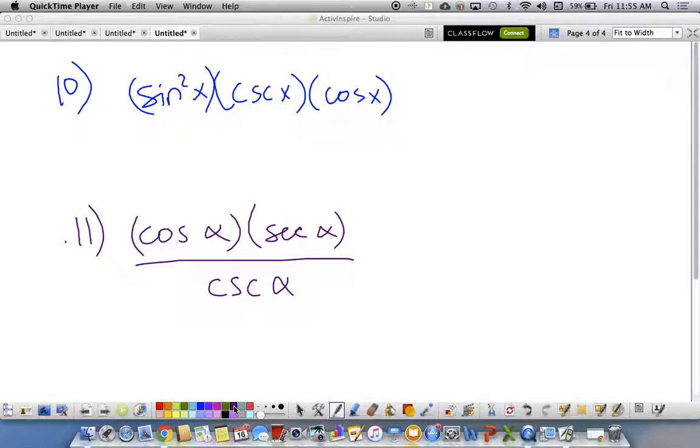Alright, do you need any help with these? Do you remember what the contrapositive is?